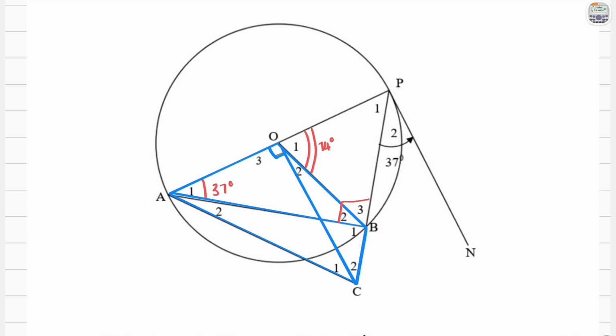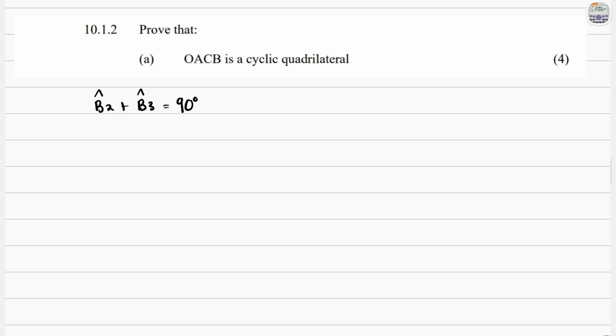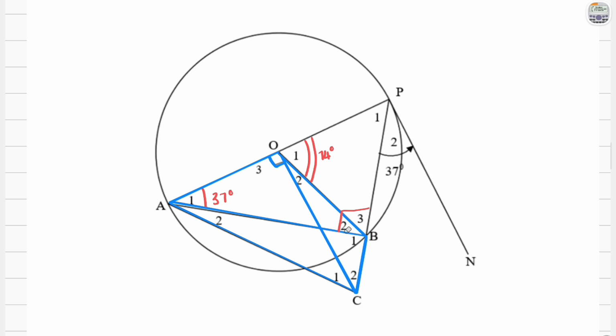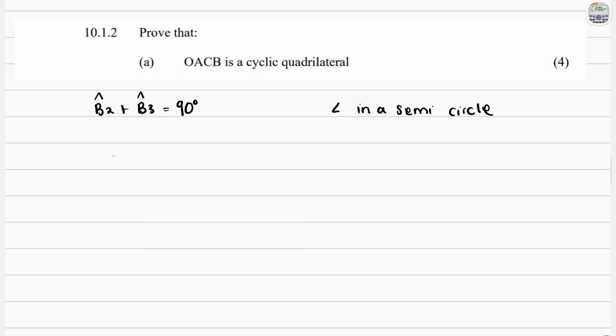Okay, so this is 90 degrees. We're going to tell them angle in a semicircle. And so we can see that angles B1, B2, and B3 lie on a straight line. So angle B1 is also equal to 90 degrees, if we say 180 degrees minus this angle. We can tell them angles on a straight line add up to 180 degrees.